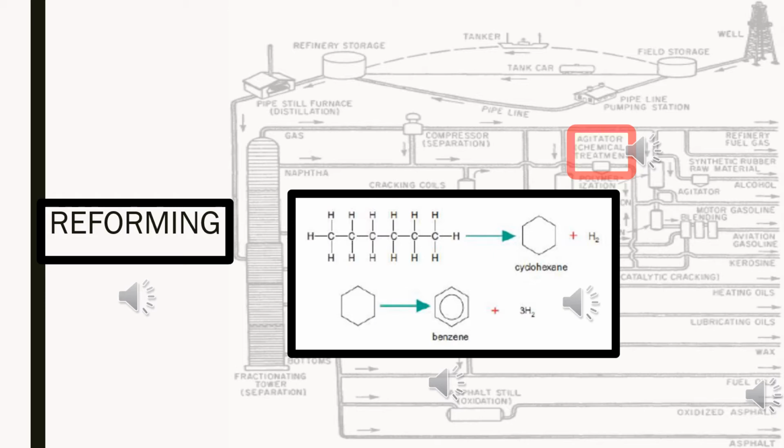An example of a typical form of reforming reaction is the conversion of straight-chain hydrocarbons into cyclic hydrocarbons, such as cyclohexane, and hydrogen. The cyclohexane can be further reformed into benzene, of course, with hydrogen also being formed.